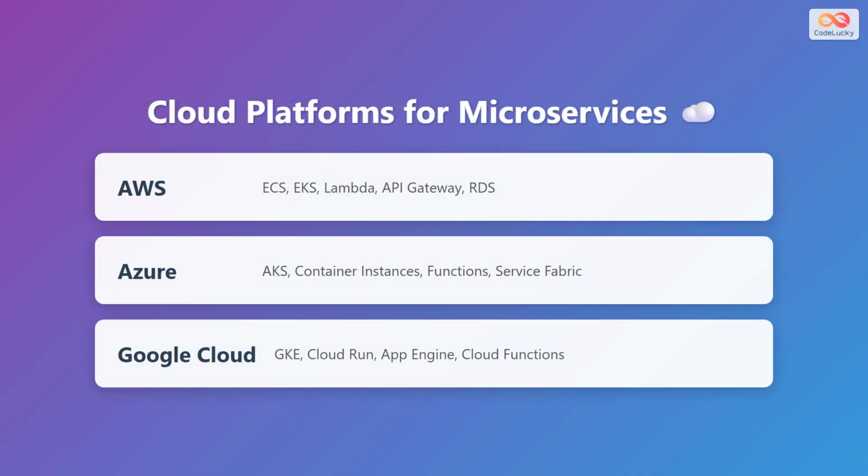Major cloud providers offer comprehensive services for deploying microservices. Amazon Web Services provides ECS for container management, EKS for Kubernetes, Lambda for serverless functions, API gateway for routing, and RDS for databases. Microsoft Azure offers AKS for Kubernetes, container instances for quick deployments, Azure Functions for serverless computing, and Service Fabric for microservices orchestration. Google Cloud Platform provides GKE for Kubernetes, Cloud Run for containerized applications, App Engine for managed hosting, and Cloud Functions for event-driven services.